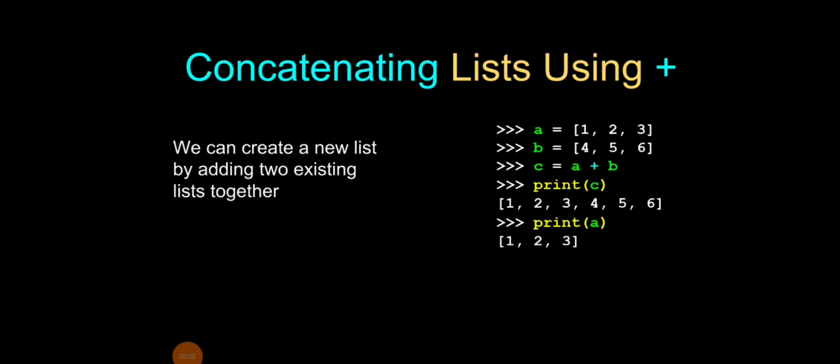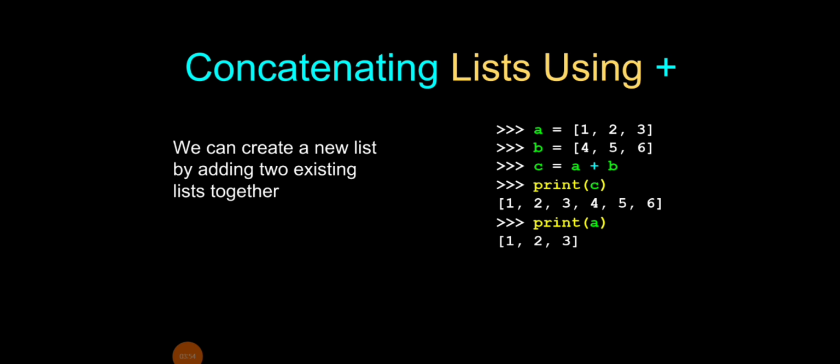And next is concatenating lists using the plus operator. We can concatenate lists by using a plus operator. We can create a new list by adding two existing lists together. So first we are creating a variable called a, and the list is 1, 2, 3, and then b is equal to 4, 5, 6.